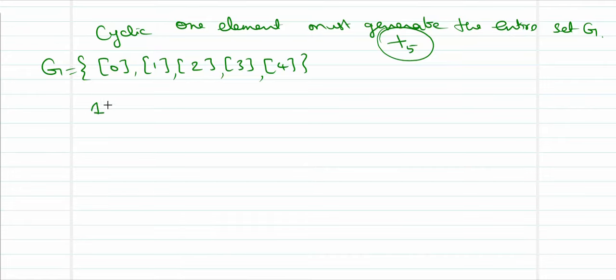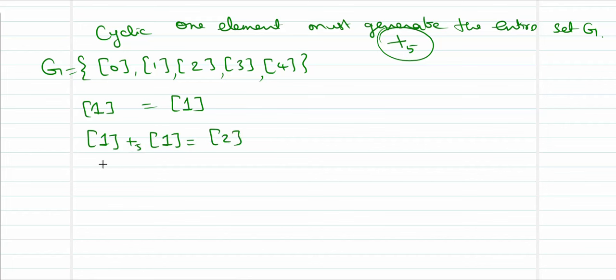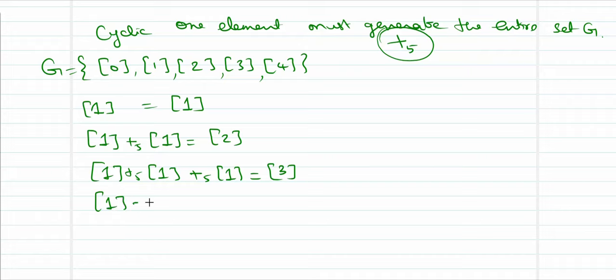Now take the element 1. A single copy of 1 gives the element 1. Now 1 addition modulo 1, 1 plus 1, will give me class 2. Now 1 addition modulo 1 addition modulo 1, what will this generate? This will generate class 3. With one more copy, 1 addition modulo 1 addition modulo 1 addition modulo 1, this will generate class 4.